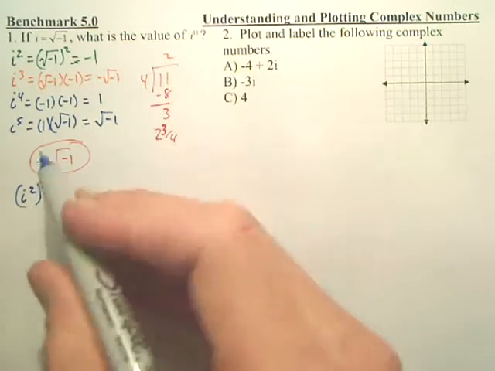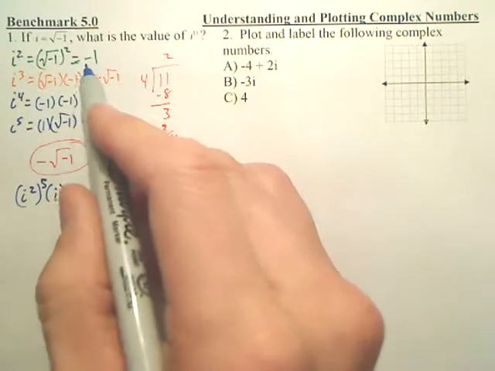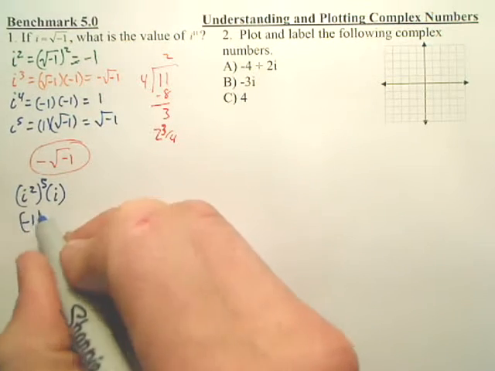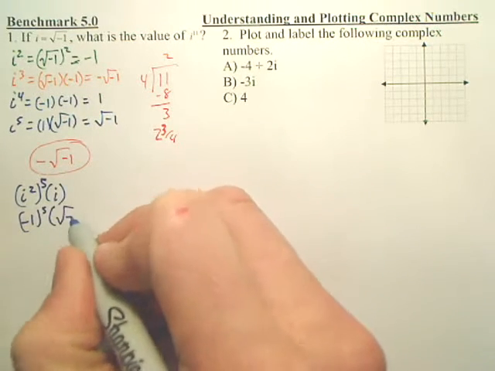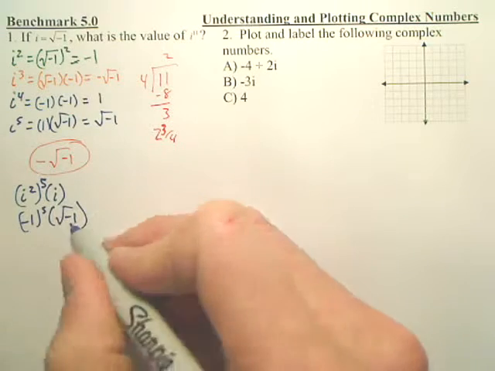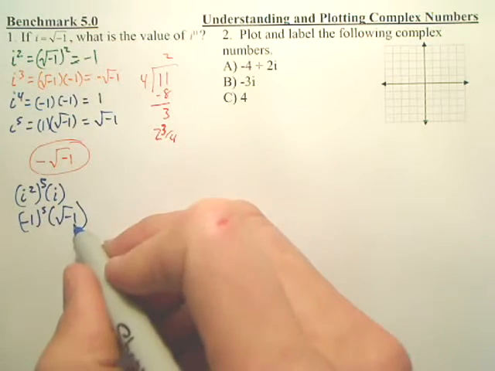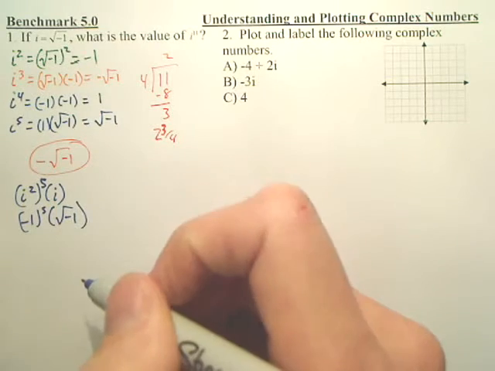Yes. Okay, what's i squared? Isn't i squared negative 1? So wouldn't that be negative 1 to the 5th power times the square root of negative 1? What's negative 1 to the 5th power? Negative 1. Negative 1 times square root of negative 1. Is that the same answer?